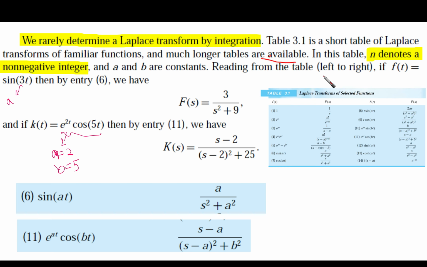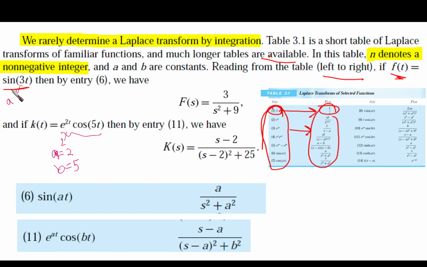Reading from the table left to right, you can get the f of t here and the corresponding Laplace transform here. If f of t, for example, equals sine 3t, then we need to find this. You will find it in entry number 6. So we're going to find that entry number 6 is sine at. It equals a over s squared plus a squared, where a is the constant here.